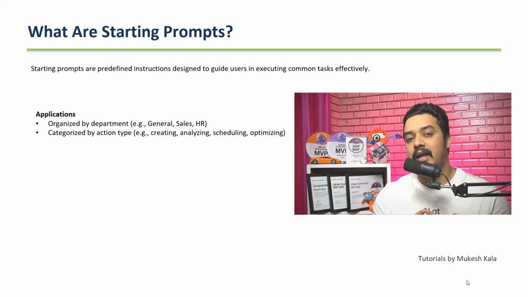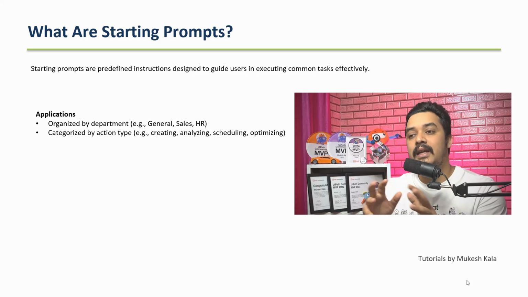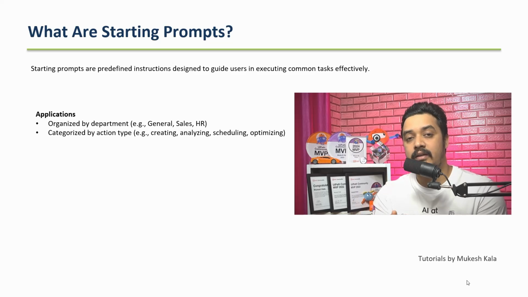So I can categorize the prompts into different departments, and also they can be categorized by the action type. For example, you are using Autopilot for creating or generating content. Then there is a set of users who use Autopilot to analyze data. The people who are analyzing the data would have a different set of prompts, and the people who are generating the content would have a different set of prompts. Similarly for scheduling and optimizations.